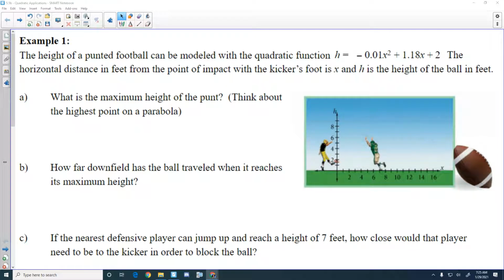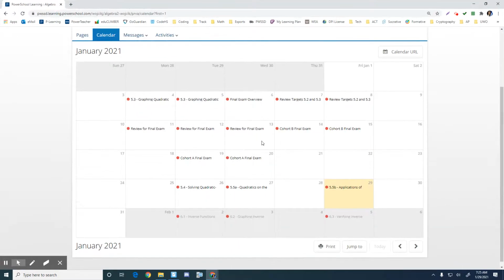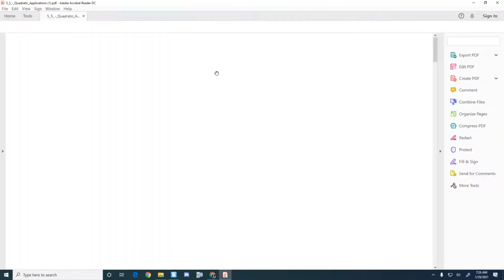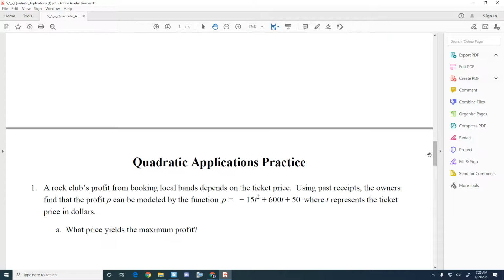And so if you are at home, I've got a sheet linked out for you just on my calendar. Click on today, applications of quadratics. Just click the notes right there, and you'll get a PDF of everything that we're going to do today. Got some notes and some practice problems for us.